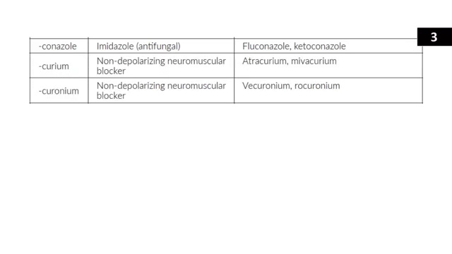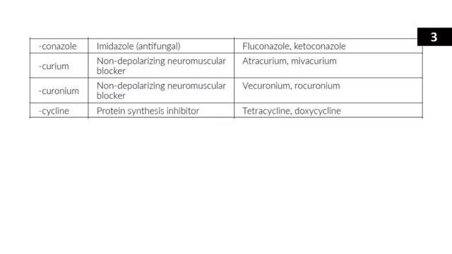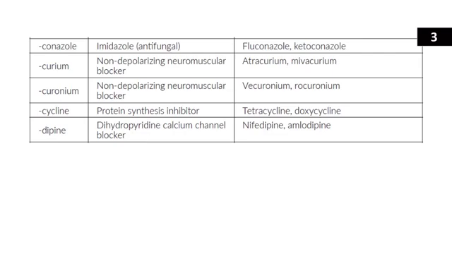The next two are curium and curonium. And these are non-depolarizing neuromuscular blocking agents, like atracurium or vecuronium or rocuronium. Rocuronium always sounds so cool. It's kind of like a radioactive hair metal band. Rocuronium. The cyclines are a type of antibiotic that inhibit protein synthesis, like tetracycline or doxycycline. Dipine are calcium channel blockers, specifically dihydropyridine calcium channel blockers like nifedipine or amlodipine.